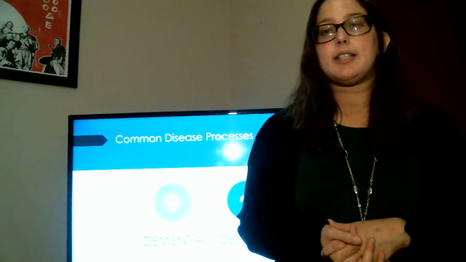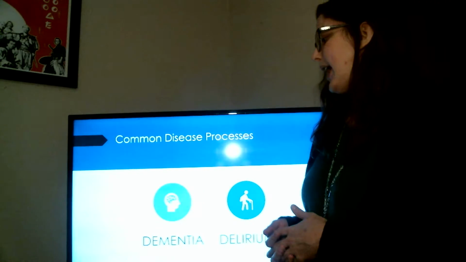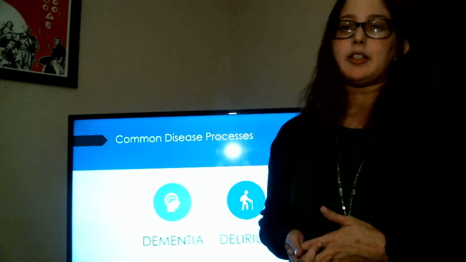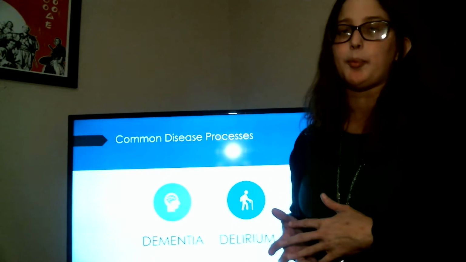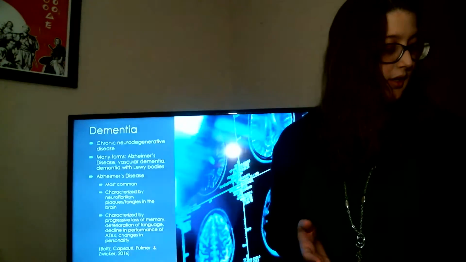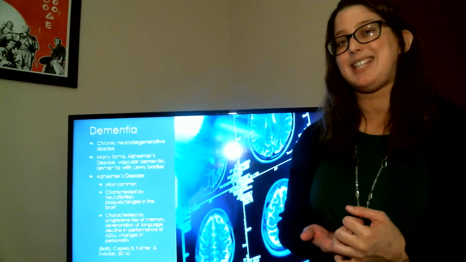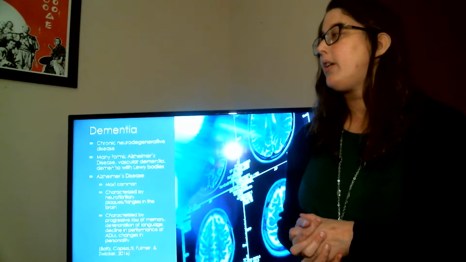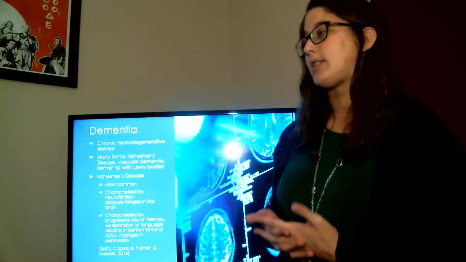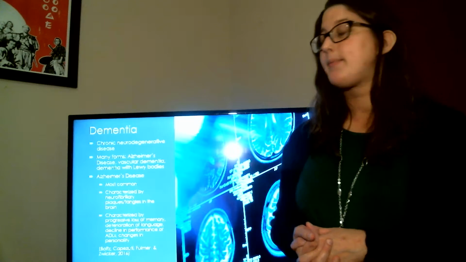These are two common disease processes of the older adult's neurological system. We have dementia and delirium. They're often confused with one another, but I'm going to illustrate the differences in the next couple slides. Dementia is a chronic neurodegenerative disease. They have many different forms. A couple of the forms I'm mentioning here are Alzheimer's disease, vascular dementia, and dementia with Lewy bodies.